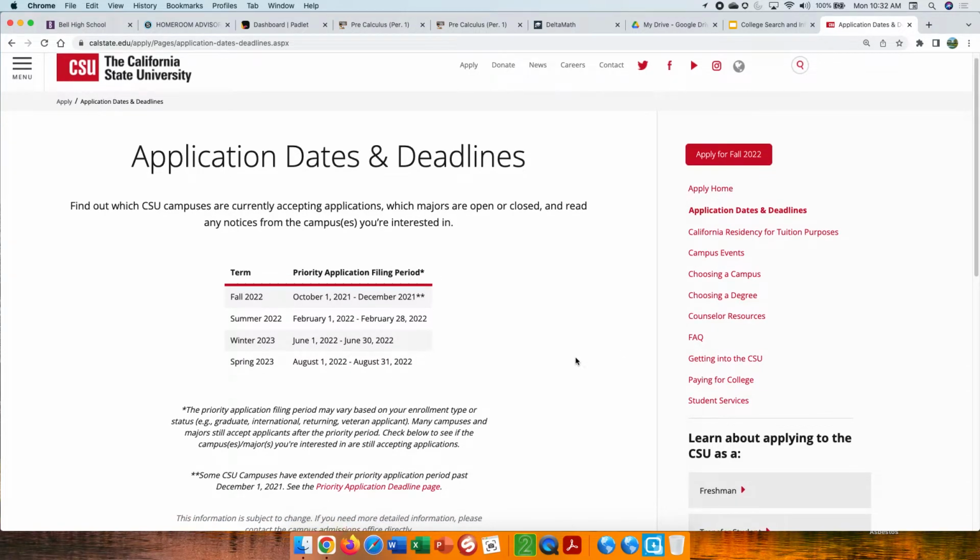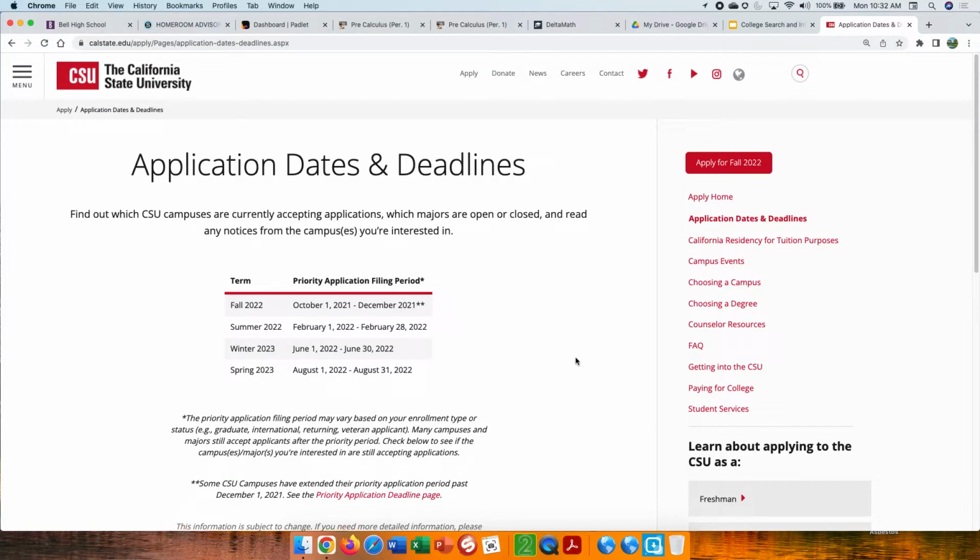All right. Let's see. When do you apply, you guys? Well, it looks like there's 4 different times. If you apply in the fall, it's between October and December. If you apply in the summer, if you apply in the winter, you don't want to wait till you're a senior, but some people, I don't know.